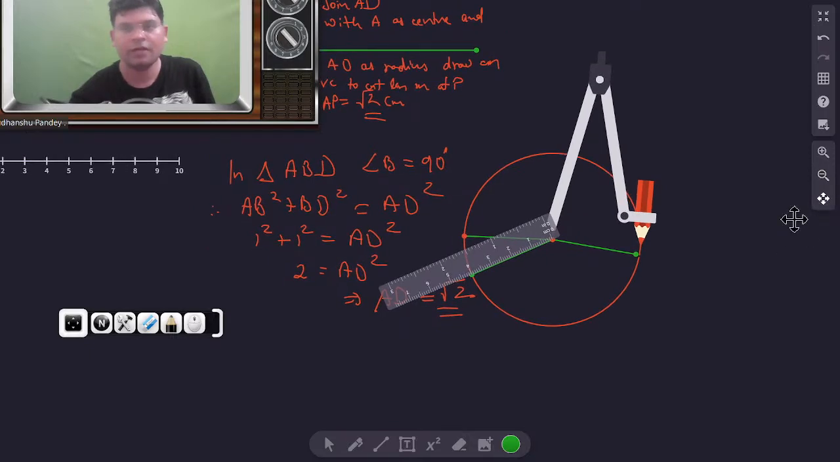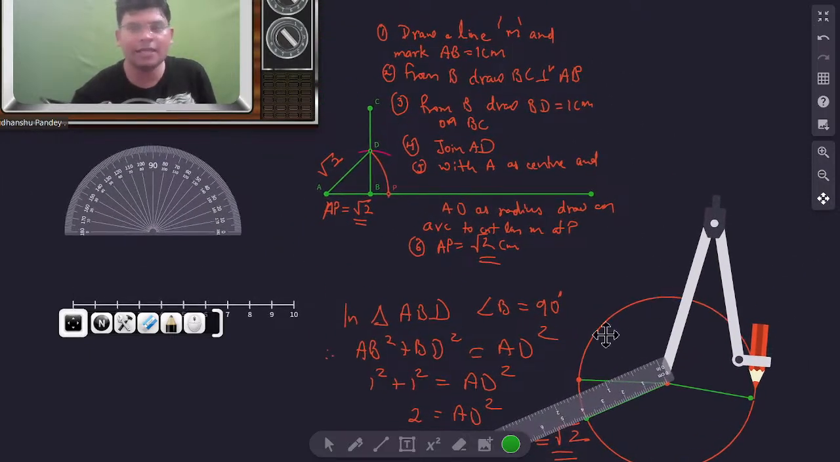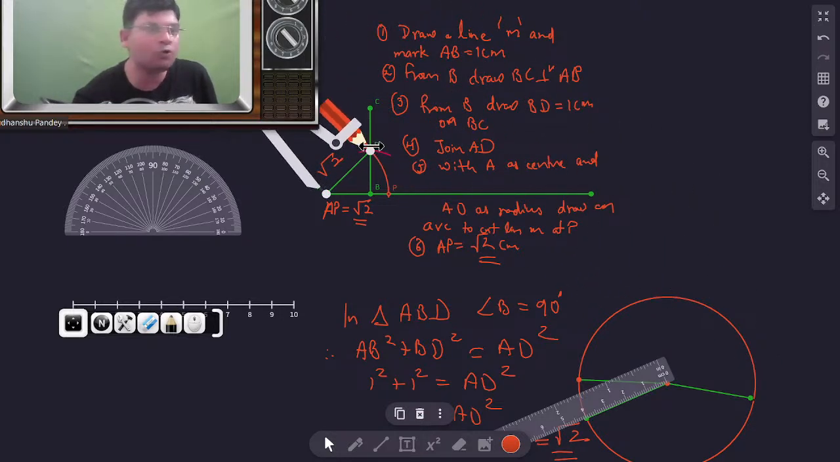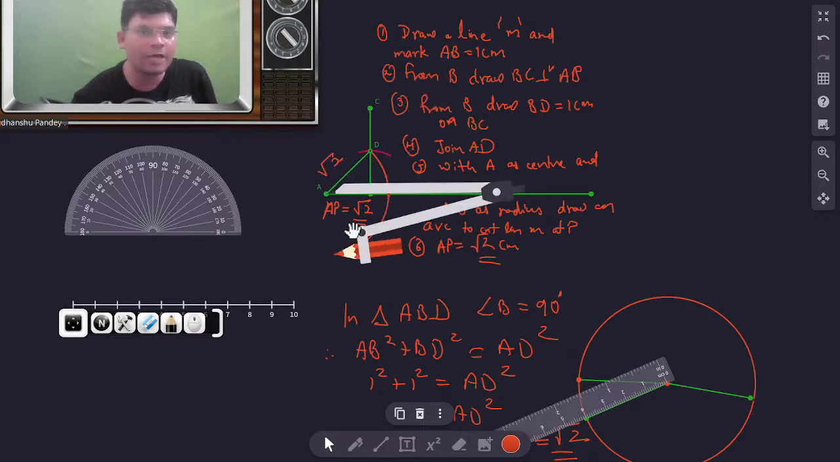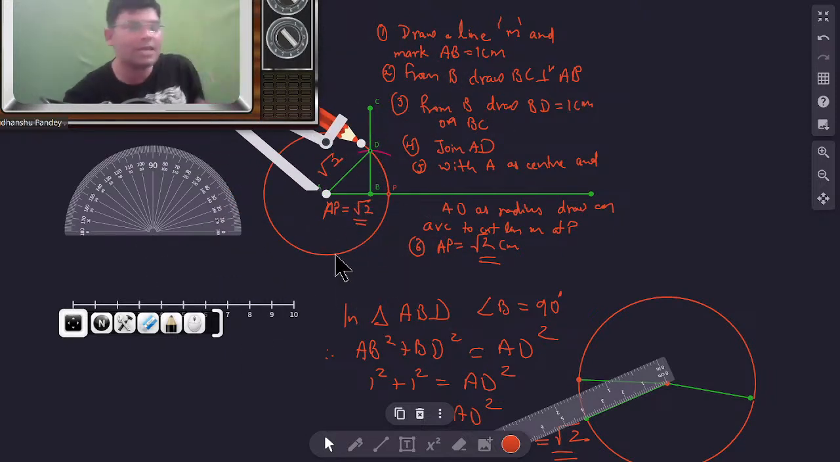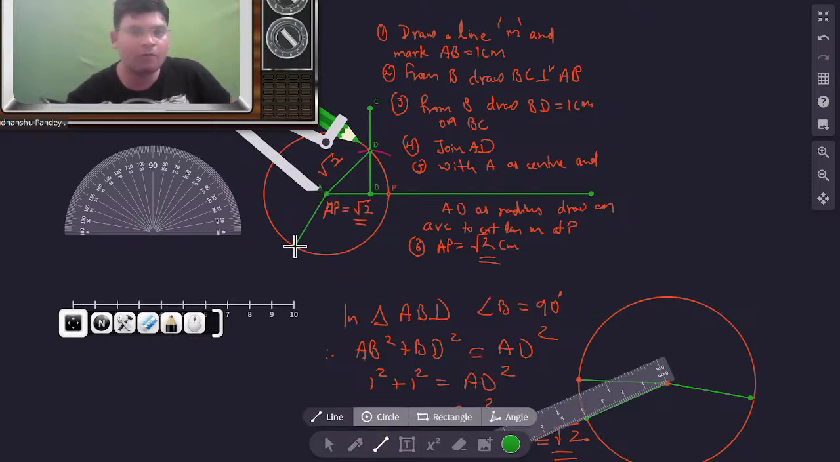just wait, if I draw a circle taking this as a radius, AD as a radius, so what was AD? AD was under root 2. So if I am going to draw a complete circle like this, every point on that circle is going to be root 2 only. Okay. Suppose I draw a line from here to here.